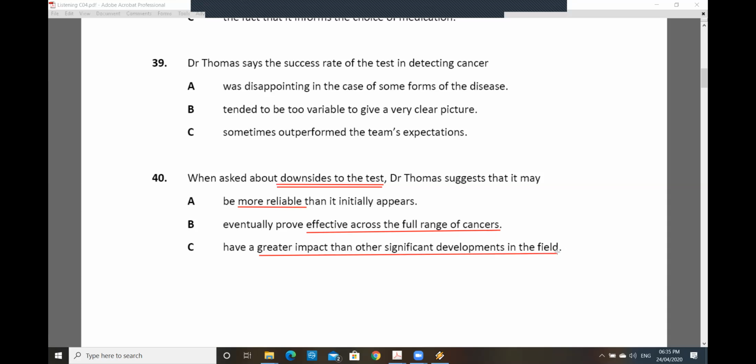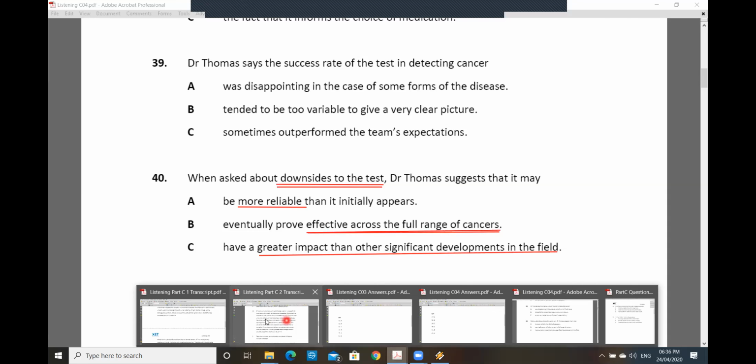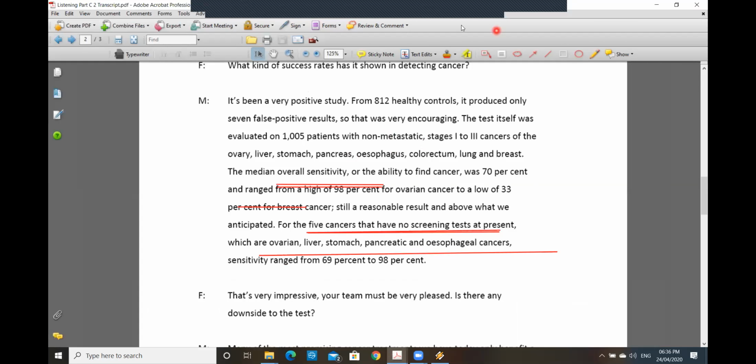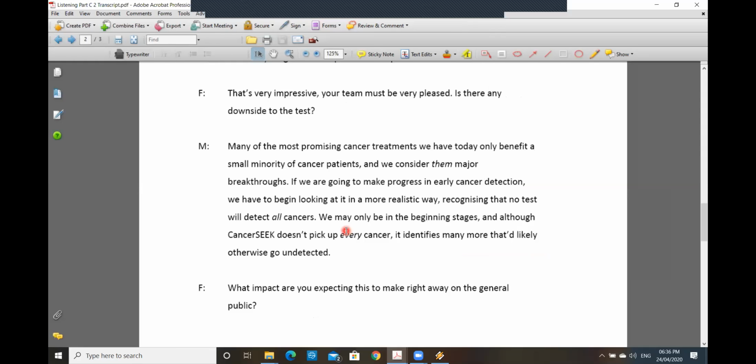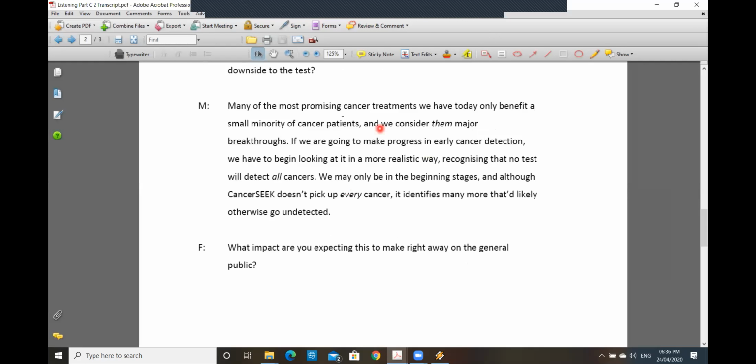So basically here there is a lot of comparative language for option A and option C. You can see comparative language, and this was whether it would be helpful for detecting all types of cancers. So he has clearly ruled it out that no test can detect all cancers. So that helps us to rule out B. I would just show you with the transcript.